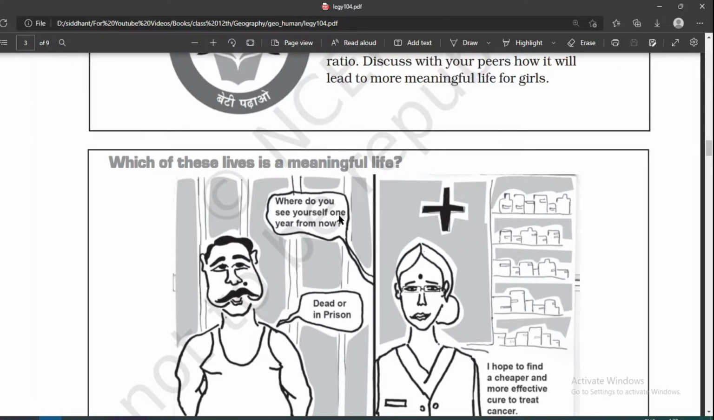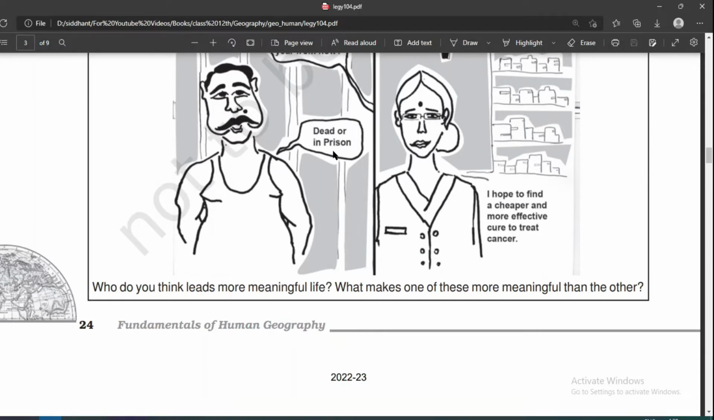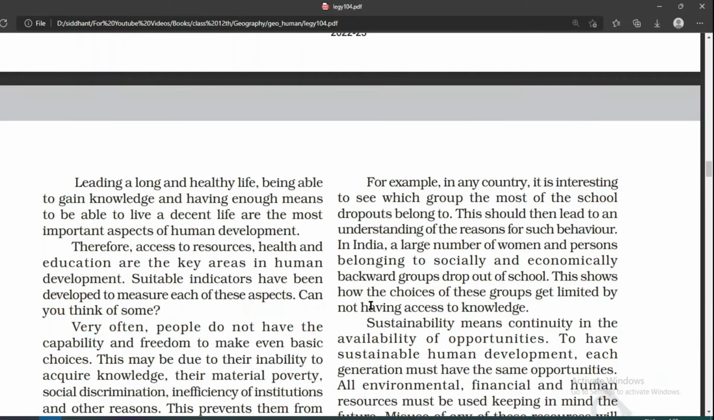Where do you see yourself one year from now? Dead or in prison? I hope to find a cheaper and more effective cure to treat cancer. Do you think they lead a more meaningful life? What makes one of these a more meaningful life than the other?